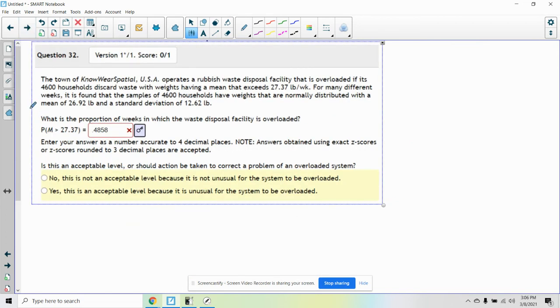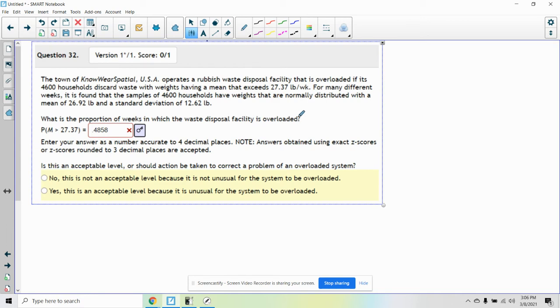Now this one here, the town of Nowhere Spatial, that's funny, USA operates a rubbish waste disposal facility that's overloaded if its 4,600 households discard waste with weights having a mean that exceeds 27.37. For many different weeks, it is found that the samples of 4,600 households have weights that are normally distributed with a mean of 26.92, standard deviation of 12.62. What is the proportion of weeks in which the waste disposal facility is overloaded?